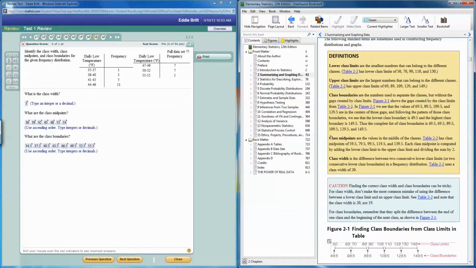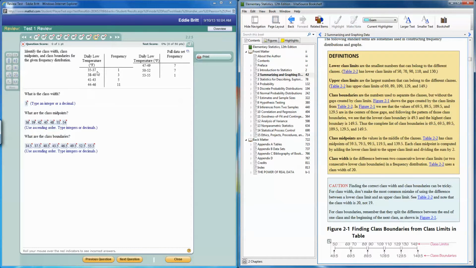Class midpoints: you can add the lower and upper class limits and then divide by 2. That gives you the class midpoint. Class width is the difference between two consecutive lower class limits. So 35 and 38: 38 minus 35 is 3. Or 41 minus 38 is 3. Or 44 minus 41 is 3. So that's why there's an answer of 3 here.